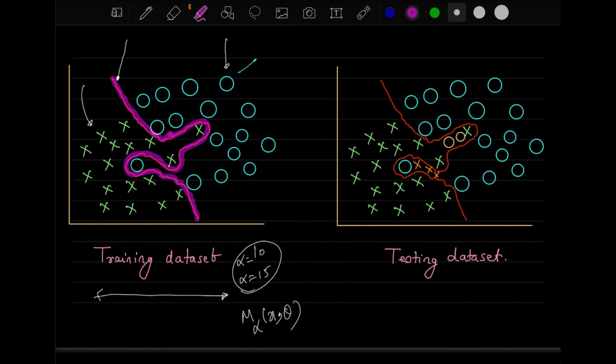So it has not left any one of them. Whatever is of class 0, it is taking as class 0, and what is of class 1, it is taking as class 1. But what is the problem here?